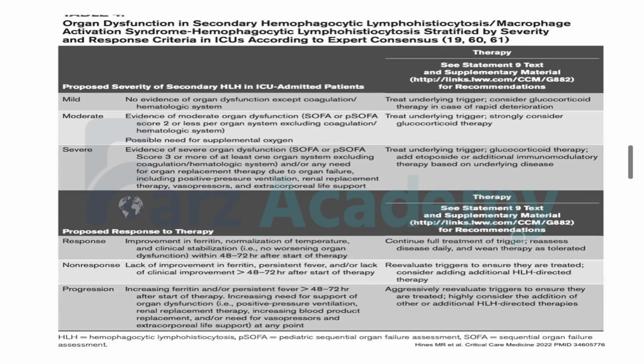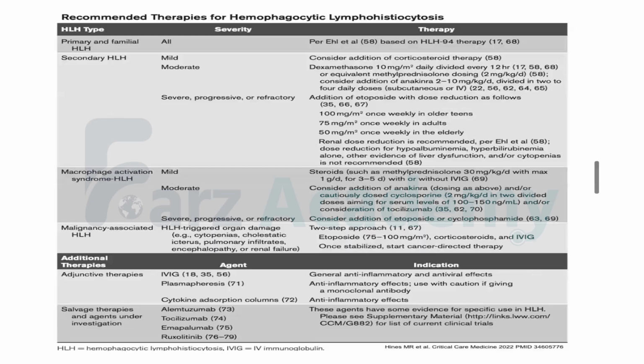Progression means ferritin is going high despite therapy and organ dysfunction is worsening. Maybe initially the patient was on NIV, now got intubated. When there is progression, you have to highly consider adding other immunosuppressants apart from steroids. And the recommended therapy here, though it looks difficult to understand, once you go through treatment of secondary HLH, it's very easy.